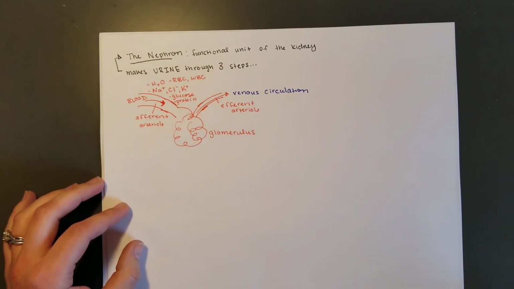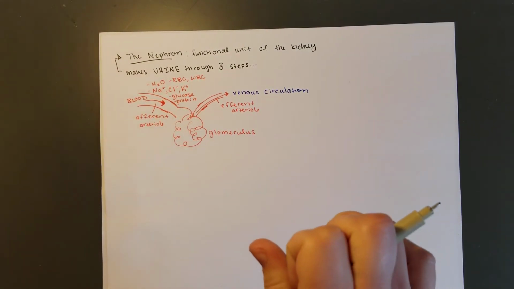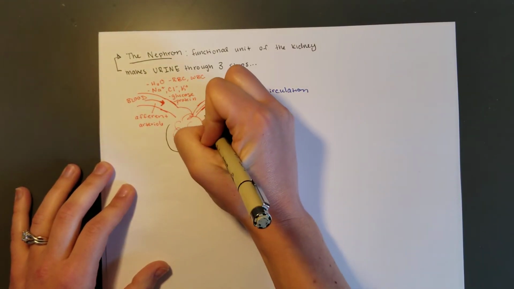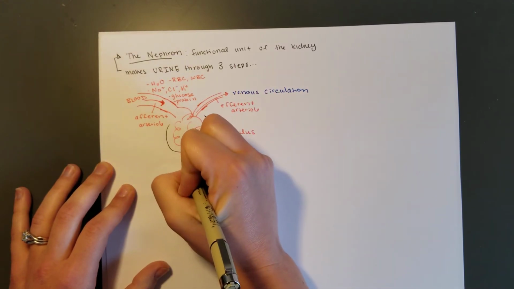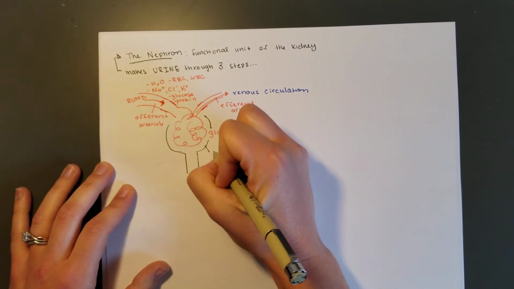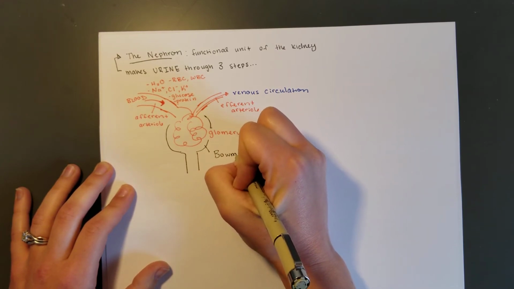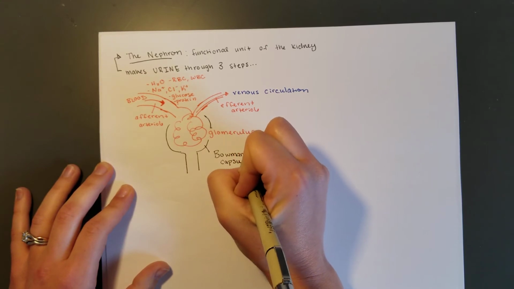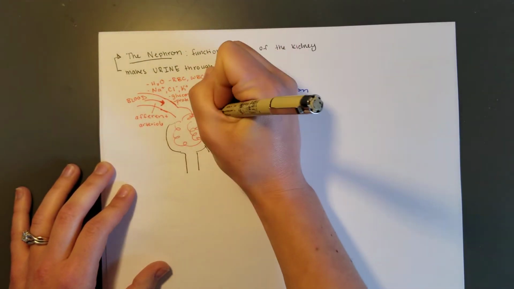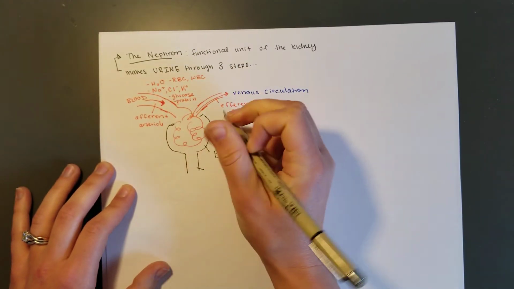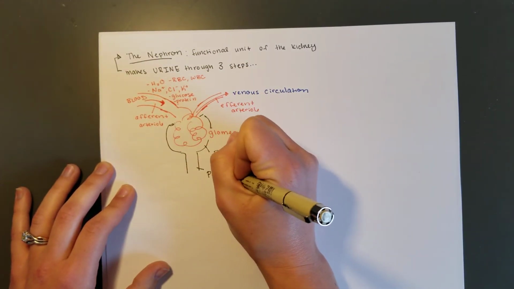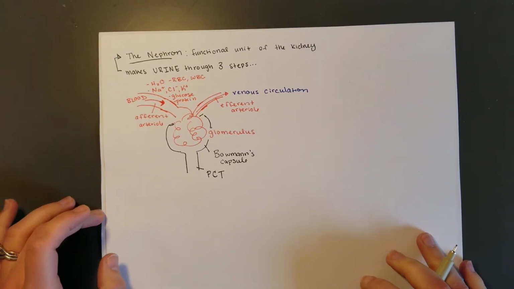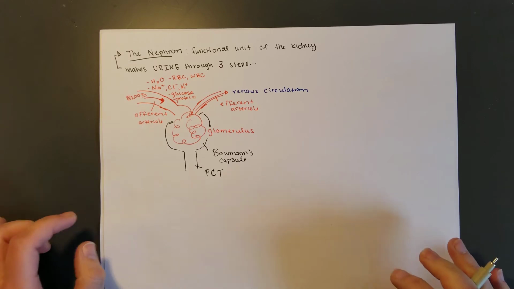Okay, so then we talked about how the glomerulus is surrounded by this capsule that we refer to as Bowman's capsule. Okay, and Bowman's capsule is basically going to give way to this area right here, which begins our proximal convoluted tubule, our PCT.